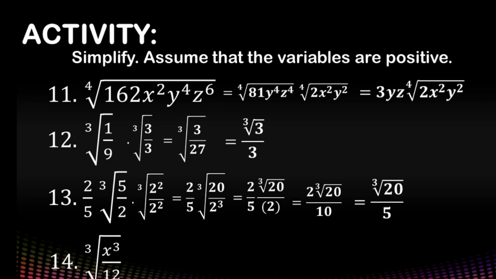And lastly, we have the cube root of x cubed over 12. So what are we going to multiply to the cube root of 12 so that it would become a perfect cube? Yes, we need to multiply it by the cube root of 12 squared, or the cube root of 144. So the cube root of 144 x cubed over the cube root of 12 times the cube root of 12 squared. So that is the cube root of 12 cubed. So therefore, we have x times the cube root of 144 over 12.